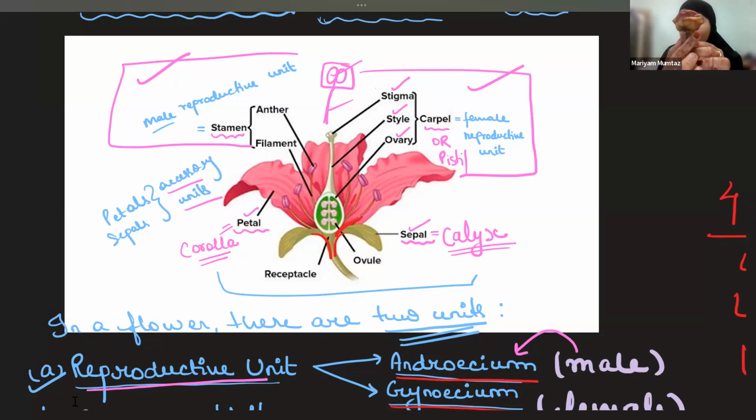And these little things, have you seen this? The green ones that are right below? These things, sepals, right? These are the sepals.